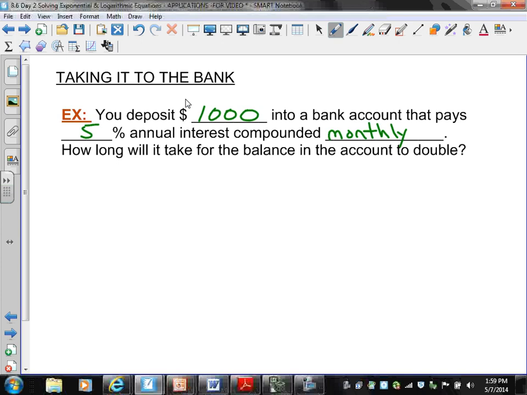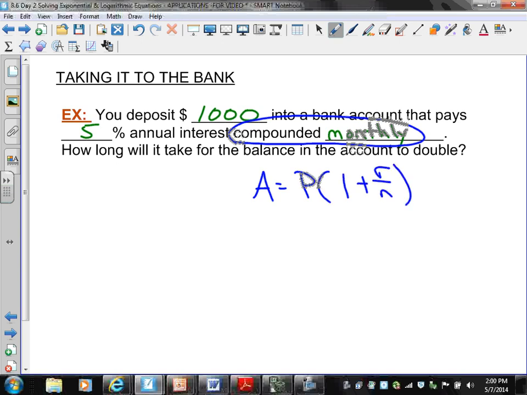So the first thing I need to do is form an equation on this. Hopefully you recognize that this is a compounding problem, I'm compounding it monthly. So I'm going to grab this equation here, right? A equals P times (1 plus R over N) to the NT. And remember, R is our rate as a decimal, N is the number of compoundings per year, and T is the number of years.